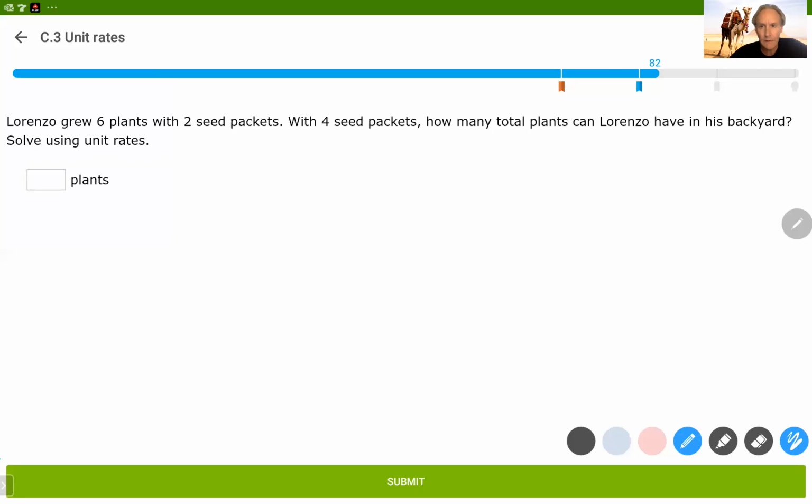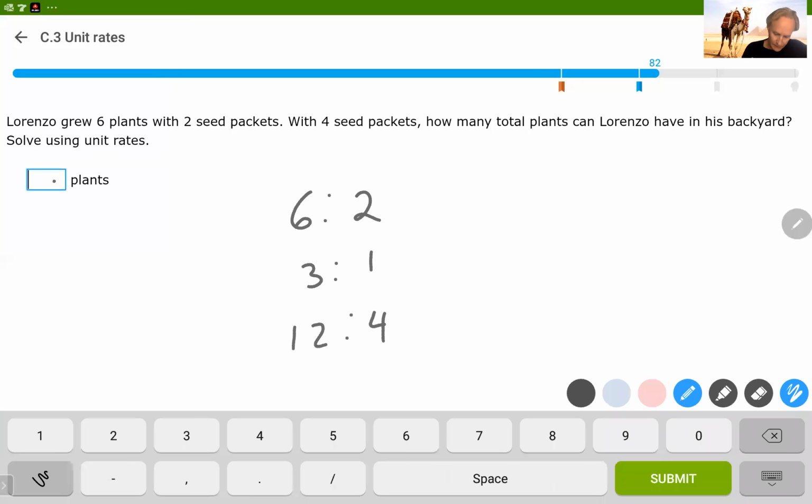That's better. How many total plants can Lorenzo have in his backyard? 12, I guess. 6 is to 2 is the same as 3 is to 1. And we want 4 goes to 12. Let's try 12.